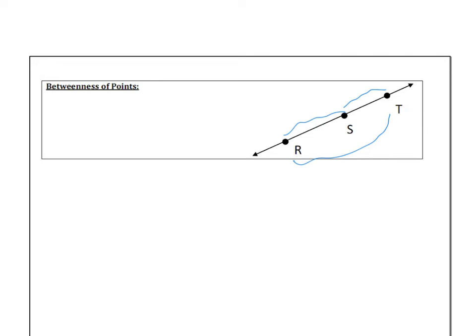So a couple of things I want you to write down. First of all, if S is between R and T, then segment RS plus segment ST, if I add those two small ones together, should equal the segment from R to T, or in other words, the big one.